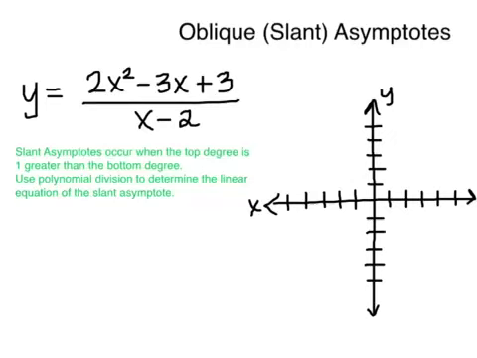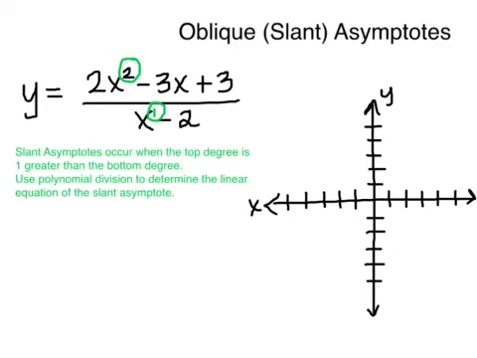An oblique, sometimes called slant asymptote, occurs when the top degree, in this example the highest degree of the top polynomial, which is 2, is 1 greater than the bottom degree. In this case, the bottom degree is 1. It could be 3 and 2, 4 and 3, just wherever the top degree is 1 larger than the bottom degree. That can cause what we call a slant asymptote, which is just a slanted line that the graph will come close to but never cross over.